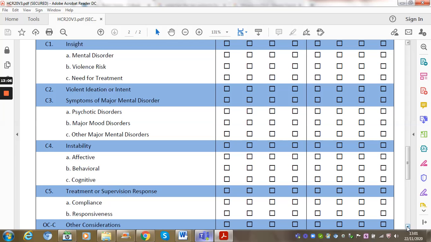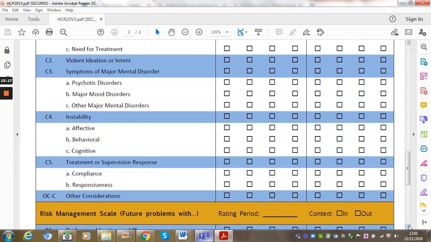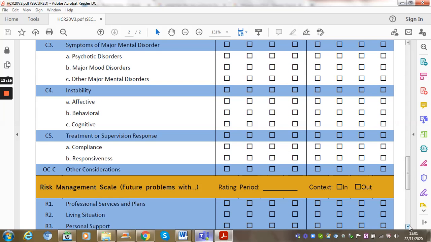So if you tick C1A, mental disorder, this is where you're trying to specify, is it a psychotic disorder, mood disorder, or other major mental disorder. Along with that, C4 talks of instability. So were they exhibiting affective instability, so emotionally their moods, were they up, down, all over the place, or were they very stable or somewhere in the middle? Behavioural, was their behaviour very bizarre, very erratic, very dangerous, or very calm and orderly, or somewhere in the middle?